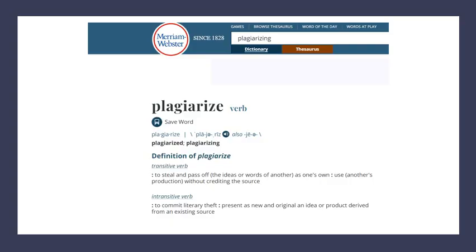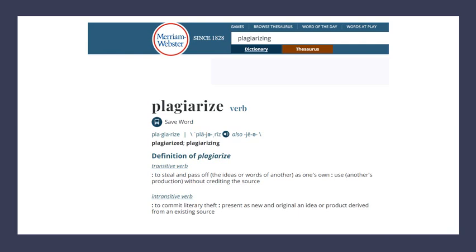The Webster Dictionary defines plagiarism as to steal or pass off the ideas or words of another as one's own, to use another's production without crediting the source. Essentially, you're taking someone else's ideas, someone else's thoughts, someone else's work. You're putting it in a paper or submitting it in some way where you're trying to make it look like it's your ideas, your thoughts. These are new ideas. You didn't get them from this other source.